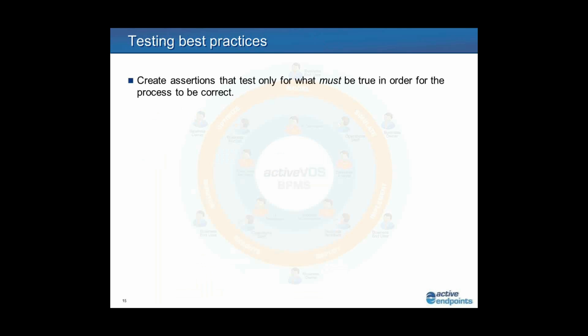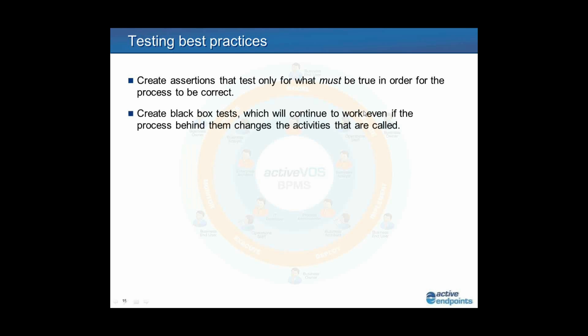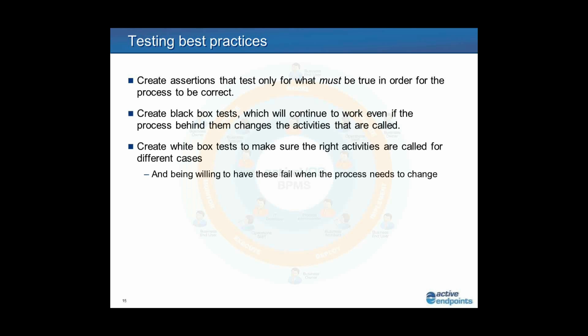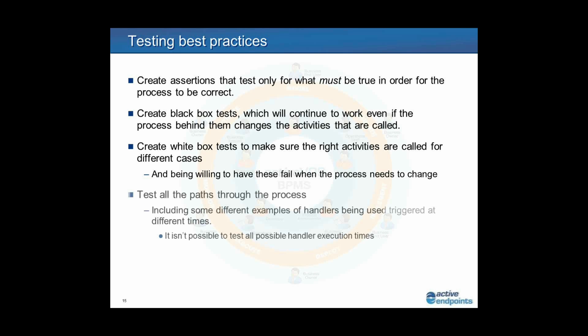Create assertions that test only for what must be true in order for a process to be correct. Create black box tests, which continue to work even if the process behind them changes and the activities that are called change. Also create white box tests to make sure that what you think should happen, the right activities are called in different cases, and be willing to have to change those as the process changes.